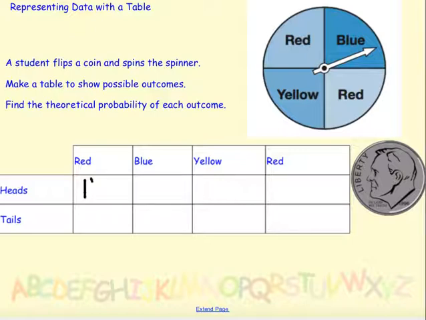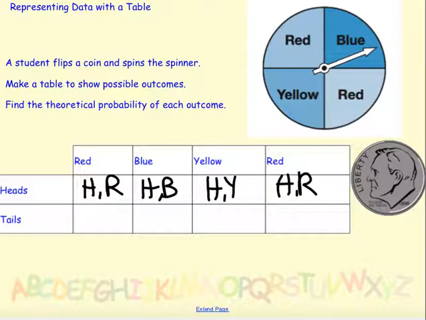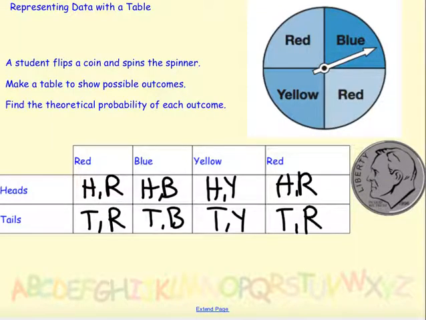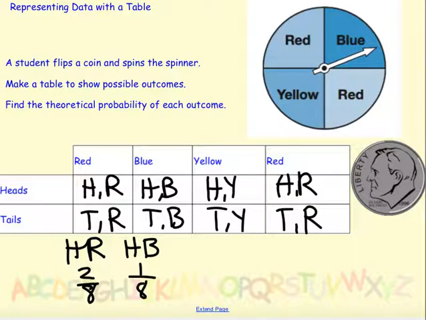So to fill in the table, I could get a heads and a red, heads and a blue, heads and a yellow, heads and another red. And then we could get tails red, tails blue, tails yellow, and tails red, which means we have a couple that are similar. So when we're thinking about theoretical probability out of these 8, if we're thinking about the heads red, we actually have 2 out of 8 that are heads red. If we have heads blue, that only happens 1 out of the 8. Heads yellow is also 1 out of the 8.